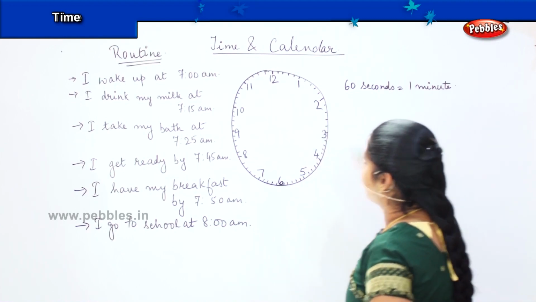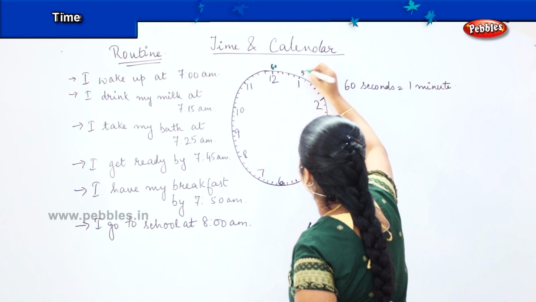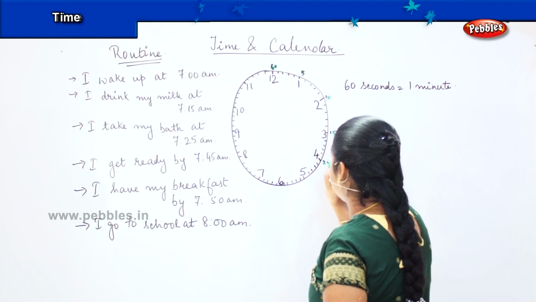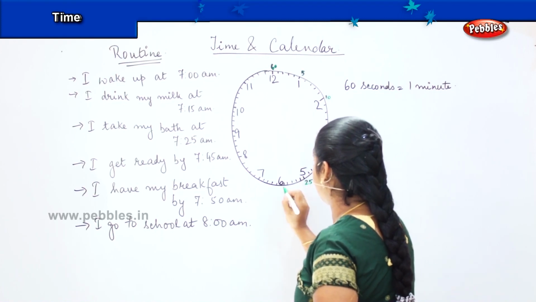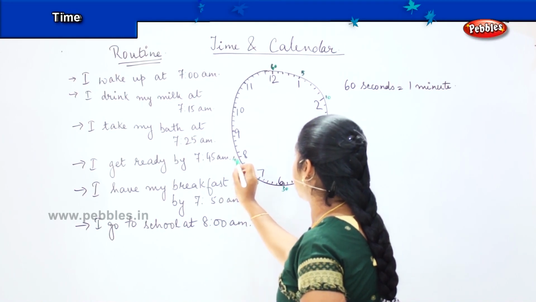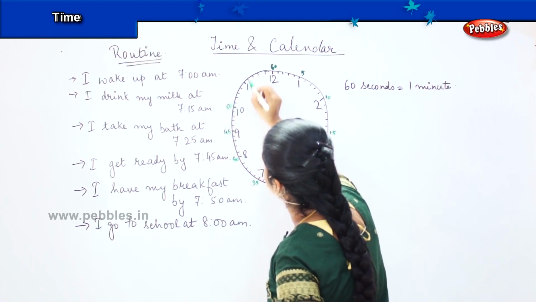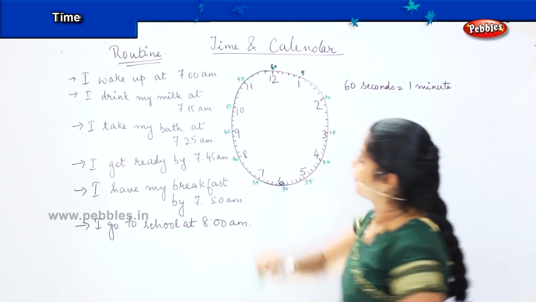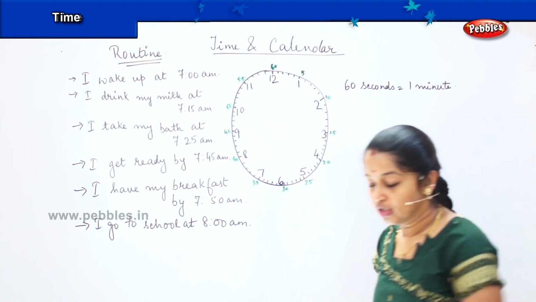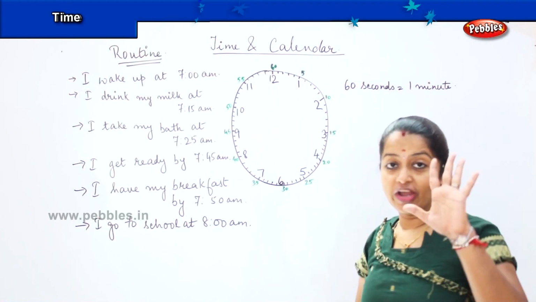For your convenience, I will just mark the numbers. Okay. So this is 60. This is 5, 10, 15, 20, 25, 30, 35, 40, 45, 50 and 55. Okay. So this is how we calculate the time. Okay. So which means that from one digit to another digit, it takes 5 minutes.